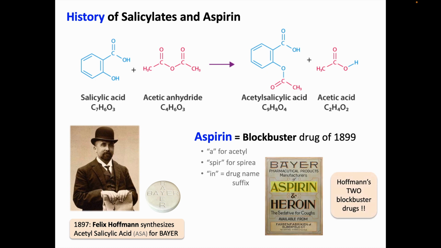Oh, and that guy Hoffmann? In 1897, he also developed Bayer's other blockbuster drug of the turn of the last century, heroin. In fact, he developed the methods for manufacturing both drugs in the same 2-week period, although maybe that's not as crazy as it sounds since both methods involve the same mechanism of cooking a known drug with acetic anhydride to acetylate it.